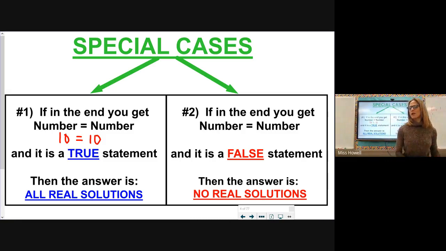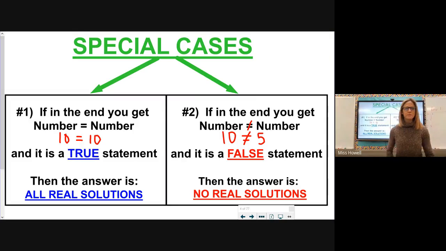Now scenario number two is when I move my variables to get them all on the same side, they all cancel, and I end up with a false statement. So something that looks like this: a number does not equal another number, right? Where I have something that is false. 10 does not equal 5, so I would have to slash my equal sign there. That reads as does not equal or is not equal to. When I have a false statement, then no real numbers would work for our variable in that particular problem, so we'd describe the final answer with the actual statement, no real solutions.